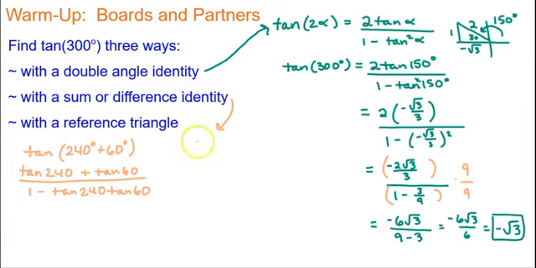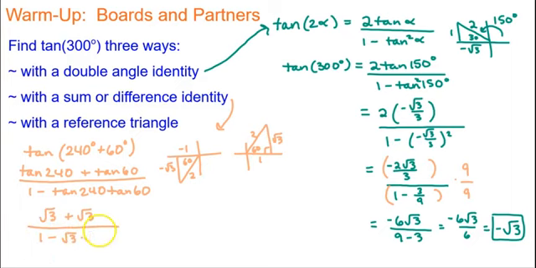Okay, so now how about a reference triangle for 240? And so the tangent of 240 is square root 3, and also a reference triangle for 60. So the tangent of 60 is square root 3. Okay, both of them are square root 3. So we have square root 3 plus square root 3 over 1 minus square root 3 times square root 3. So the numerator would be 2 square root 3, and the denominator would be 1 minus 3, which is 2. So we have 2 square root 3 over 2, so we get square root 3.